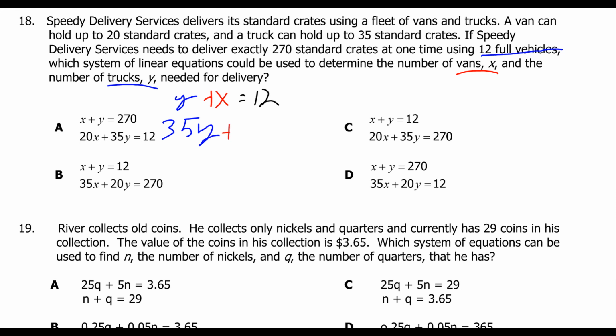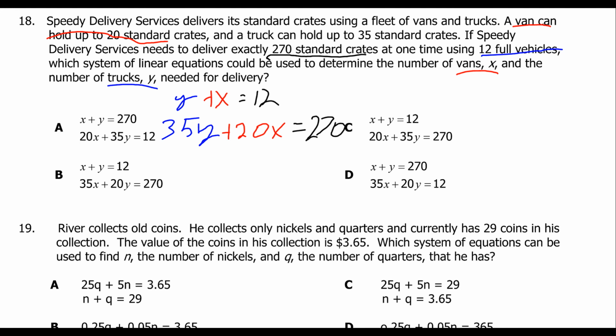Plus, what number goes with the vans? Let's see. It says a van can hold up to 20 standard crates. So we need to go 20X. Okay, and that's going to equal how many crates do we need to carry again? It says it right here, 270 crates. Okay, so we go 270.